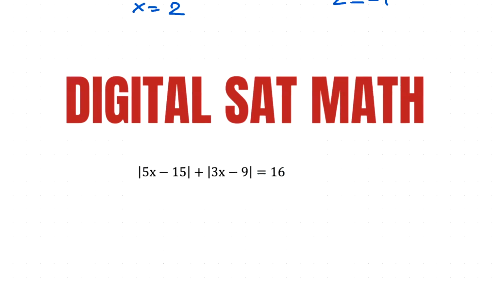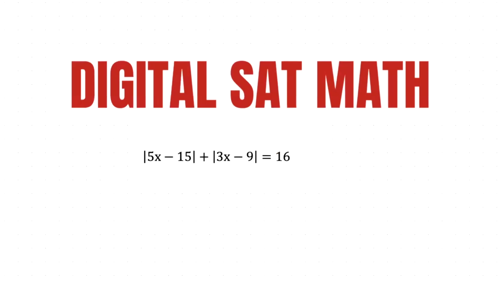In this one, we have an absolute value equation to solve. So the absolute value of 5x minus 15 plus the absolute value of 3x minus 9 is equal to 16. So what is the value of x? For this one, this is a different type of question where you need to see a common thing.